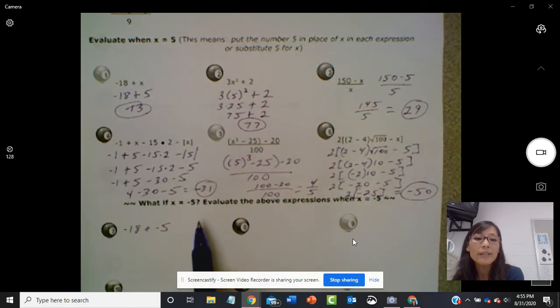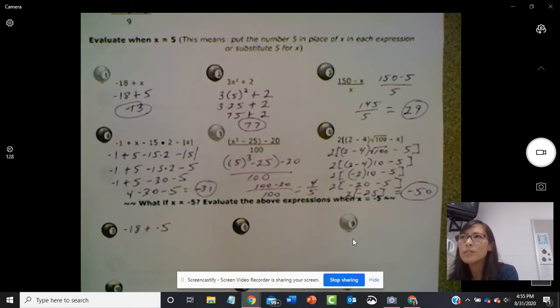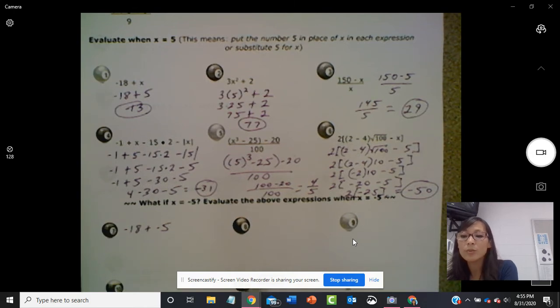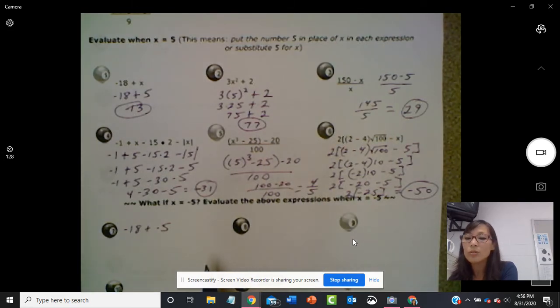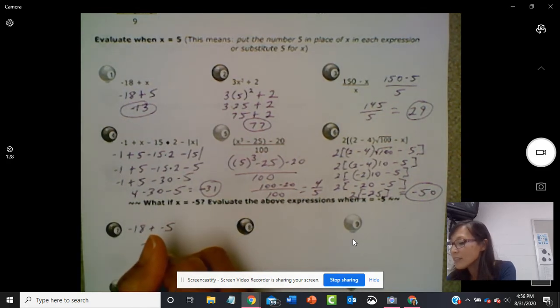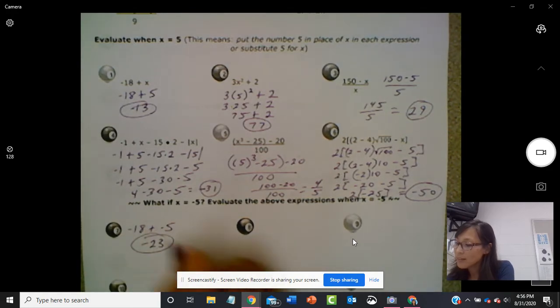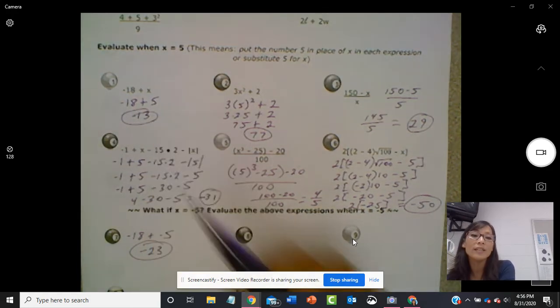When we're substituting for a different value, now they're saying we're going to do all of these expressions, but we're going to substitute it for negative 5. Don't assume that your answer is just going to be the opposite. If it was all multiplication, there's a chance that your answer would be opposite, but this has a lot of operations in it, and so you have to do the substitution and you have to work it out using order of operations to find out what your answer is. So negative 18 plus negative 5 is actually negative 23. And that is not the opposite of negative 13.